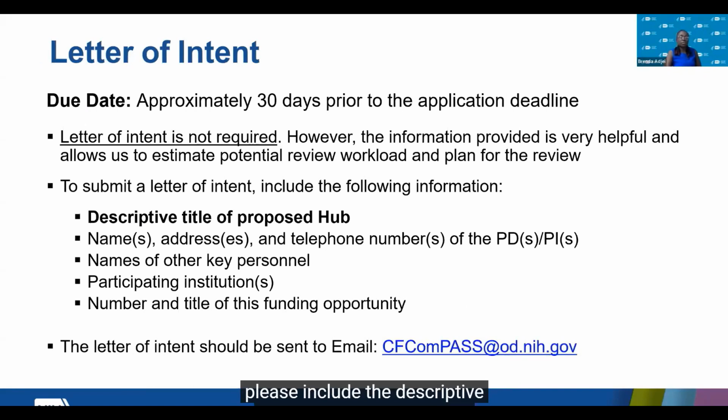descriptive title for the proposed hub, the name, addresses, telephone numbers of the program directors and PIs, names of other key personnel, participating institutions, and the number and title of this funding opportunity. The LOI is due by email 30 days prior to the application deadline to cfcompass@od.nih.gov.